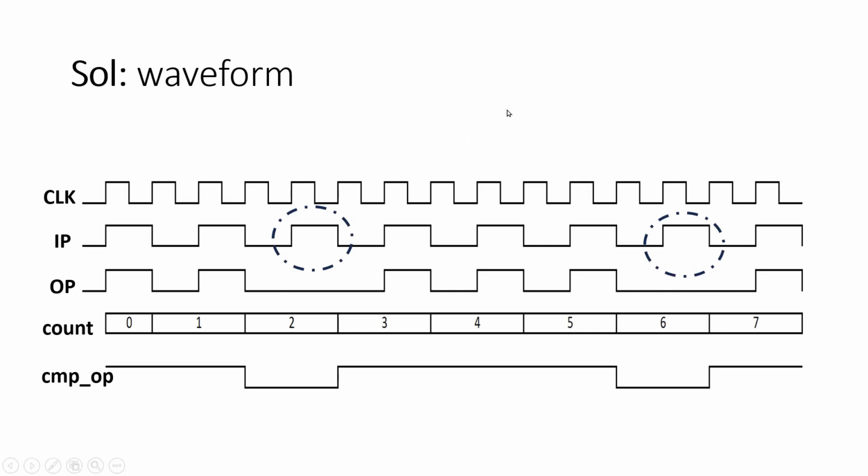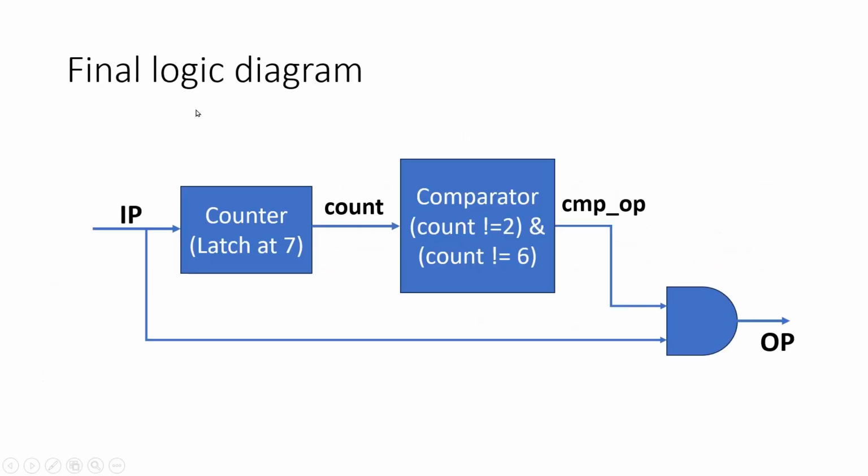Friends, now let us see the logic design. The logic design is very simple. This is a counter. This is the input signal where input pulses are coming. Whenever any input pulse comes, the counter will increment by 1. And whenever the counter value reaches 7, it will latch it. Then it will not increment further. This count is applied to a comparator. Whenever count is not equal to 2 and count is not equal to 6, comp_op will always remain high. This comp_op and the input are applied to an AND gate and we will get the final output.